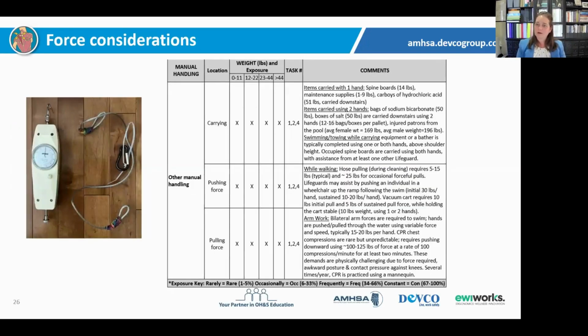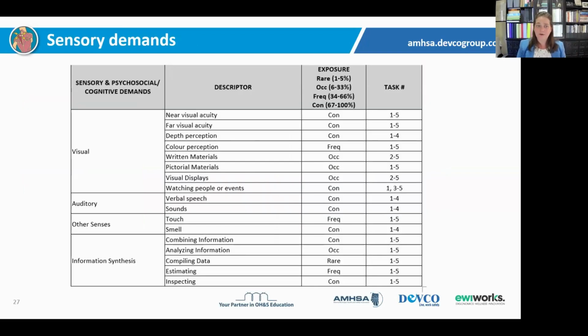If I'm doing pushing or pulling demands, I want to find out what's being exerted by the worker. Pushing and pulling can be completed while walking, and they can also be completed just stationary as arm work, like if you're doing a wrenching task. So being able to differentiate between those is very important.